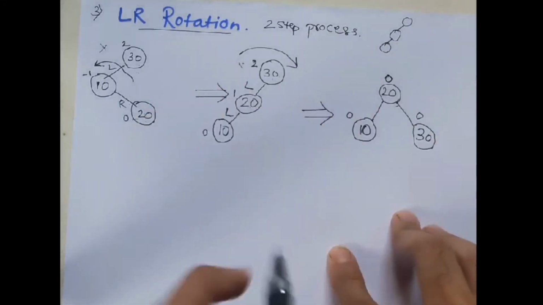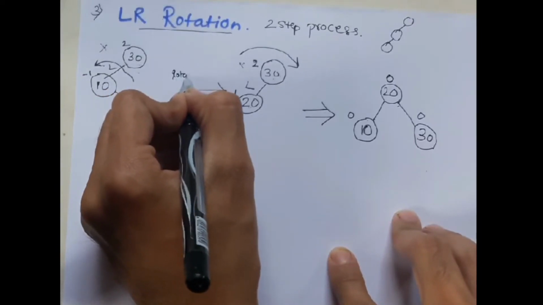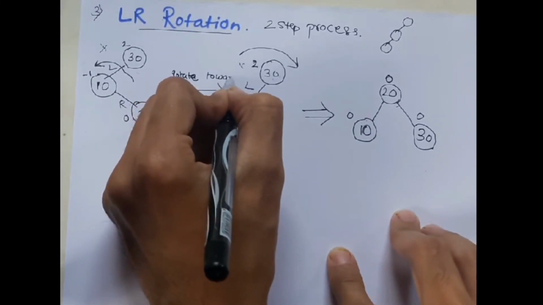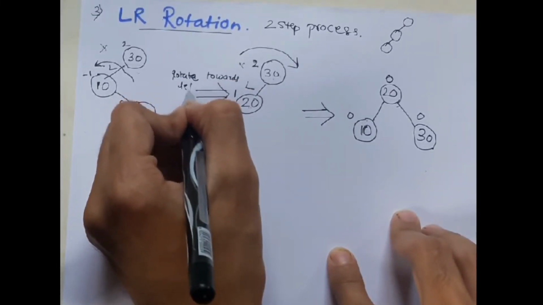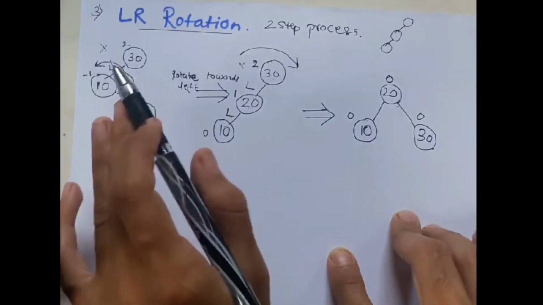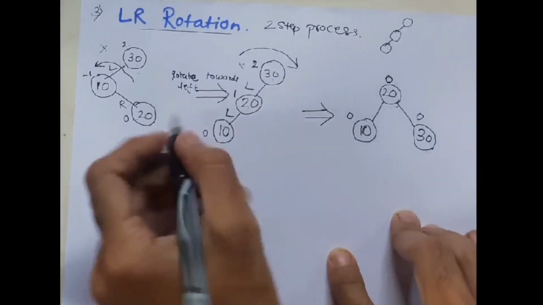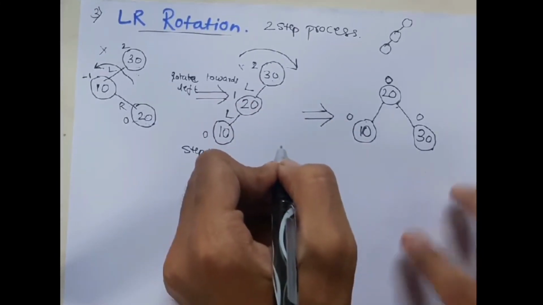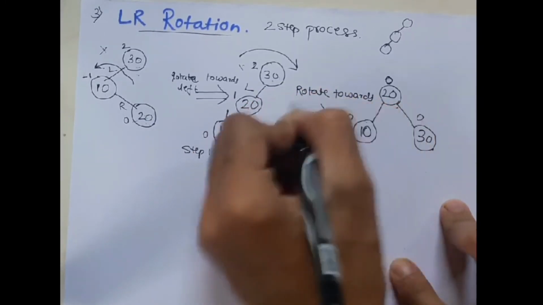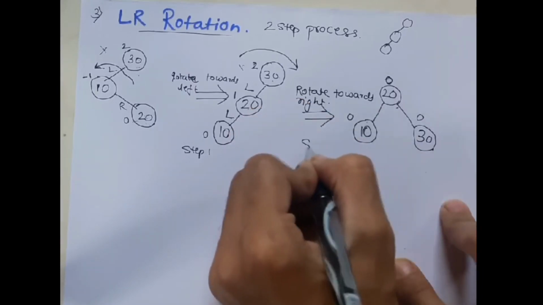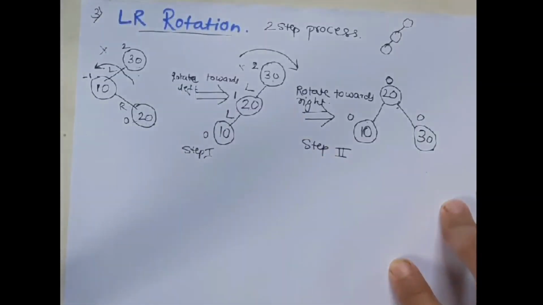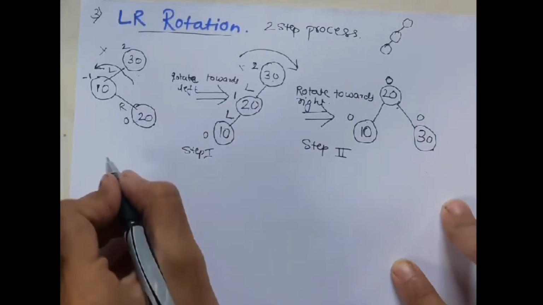So we did two steps. In first step, what we did? Rotate towards left. Right? We ignored this root node and we made these two nodes rotate towards left. In second step, what we did? Rotate towards right. Okay. So step 2. Right. So this is a two-step process. Hence it is double rotation.